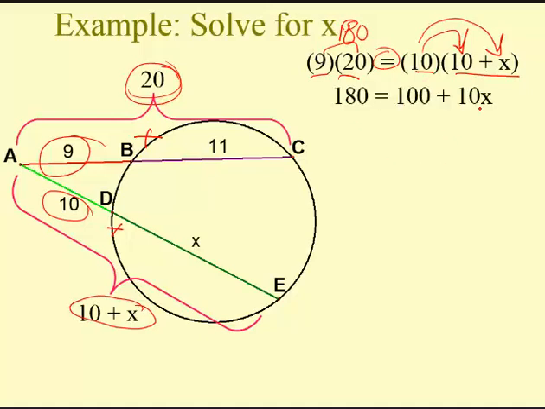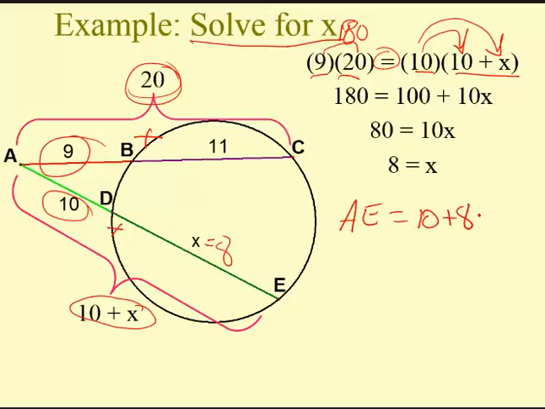Now it's just a two-step algebra equation. I subtract the 100, I divide by the 10, x equals 8. Did I answer the question? Yes. So what is the whole length of AE if x equals 8? AE would equal 10 plus 8, which is 18.